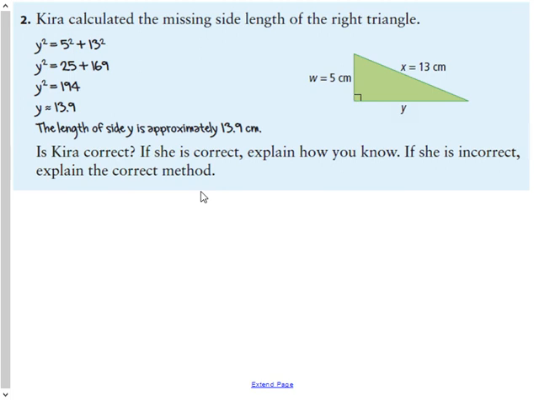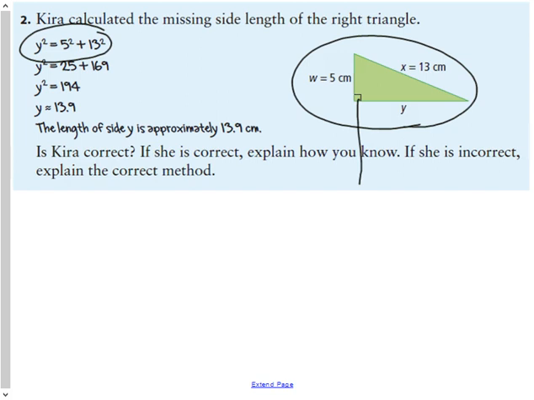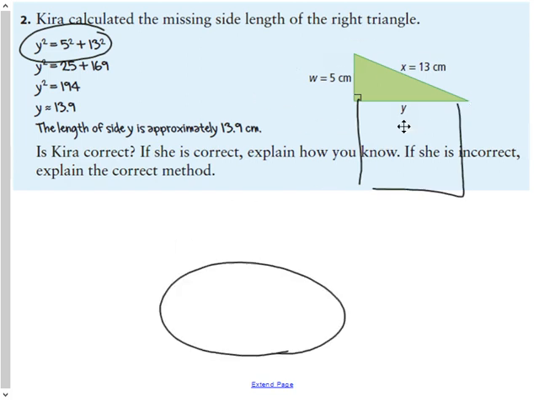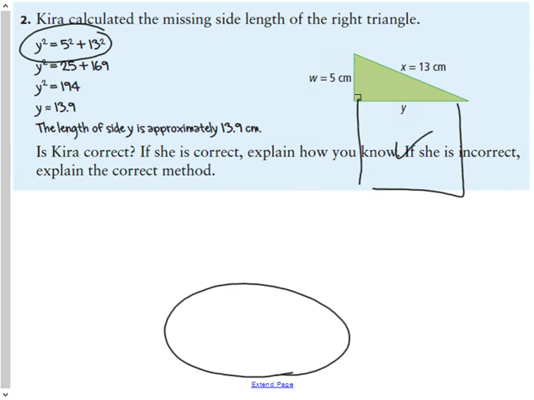So the first question says, Kira calculated the missing side length of the right triangle. So here's the right triangle, and here's what she did. She said that the area of this square is equal to the area of this square plus this square. Is that correct? No, it's not correct. Kira's not doing it right.